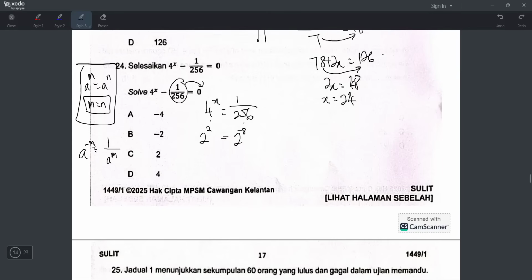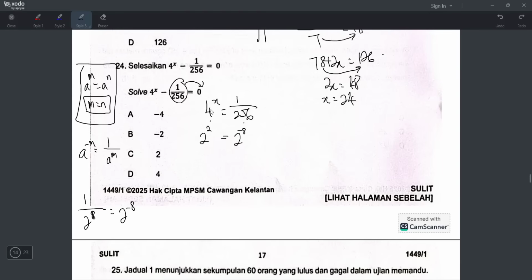It means the a power negative m, you can put it at the bottom, but when you put it at the bottom, then it becomes power positively. So it becomes 1 over a power m like that. That means if I have 1 over 2 power 8, you can also write it as 2 power negative 8. Okay? So that's why the 256, I get 1 over 256 is 2 power negative 8, right?